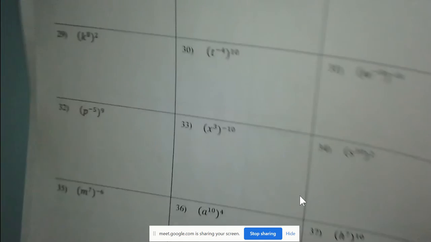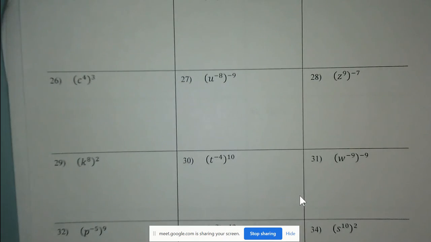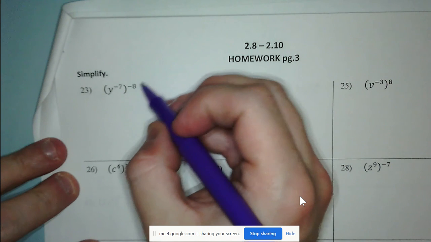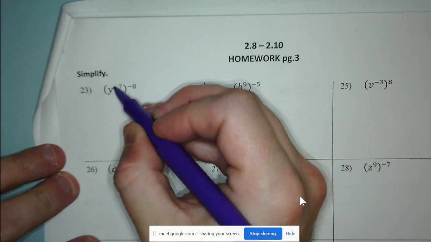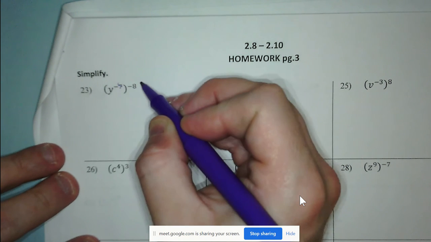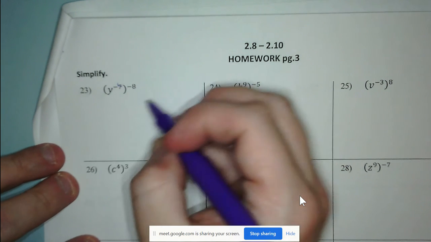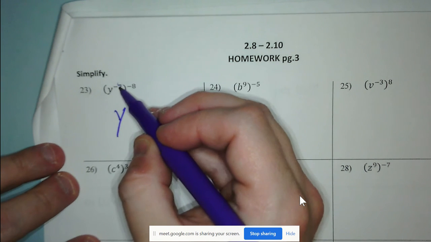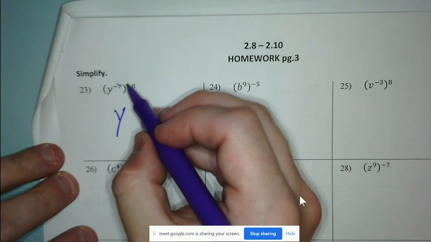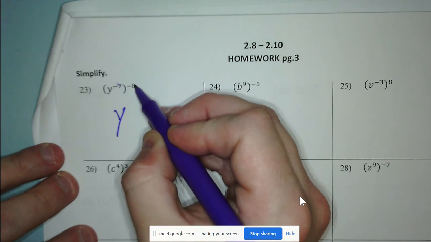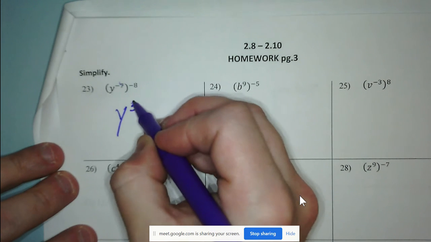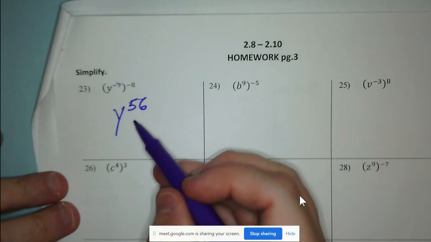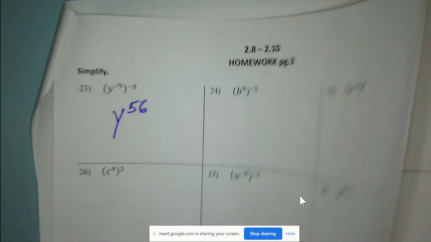And page 3, this is where you would be doing what with the powers? Y to the negative 7 power, to the negative 8 power. This is when you could multiply the powers. Negative 7, oh man, got to think back to my second grade skills. Negative 7 times negative 8. I believe that's... Why am I so unsure about that? Positive 56, man.